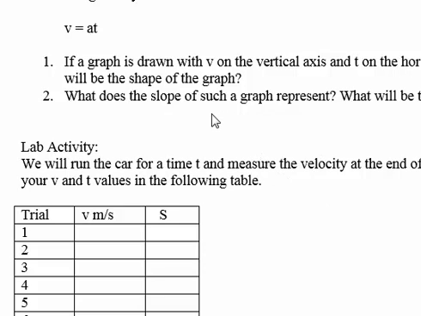If a car starts from rest, what does that mean? Starts from rest, its initial velocity is 0, and accelerates for a time t, the velocity it will acquire at the end of that time is given by v equal to at. Now look at the similarity between this equation and y equal to mx. So if you draw a graph of v on the vertical axis and t on the horizontal axis, what will be its slope? Its slope will be a, the acceleration.